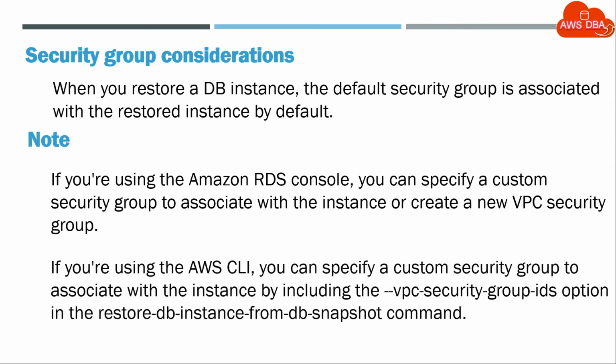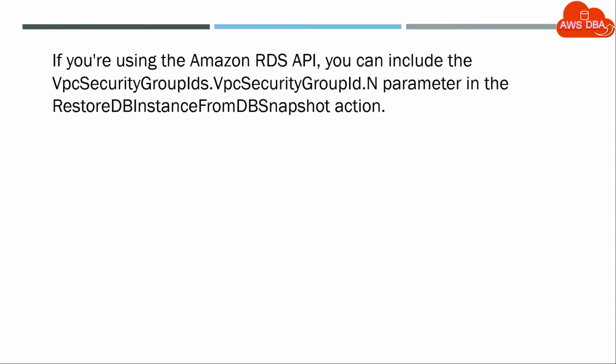If you're using the AWS CLI, you can specify a custom security group to associate with the instance by including the VpcSecurityGroupIds option in the restore-db-instance-from-db-snapshot command. If you're using the Amazon RDS API, you can include the VpcSecurityGroupIds.VpcSecurityGroupId.N parameter in the RestoreDBInstanceFromDBSnapshot action.